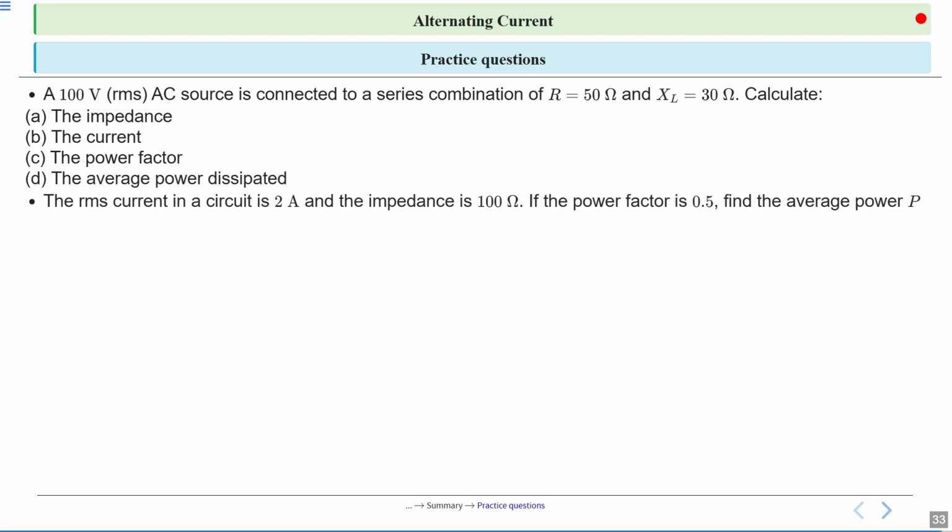Now the second question. The RMS current in a circuit is 2 ampere and the impedance is 100 ohm. The power factor is 0.5. Then calculate the average power P.